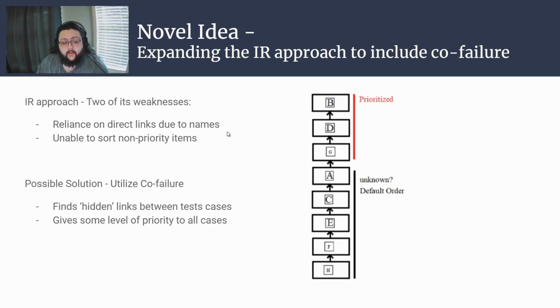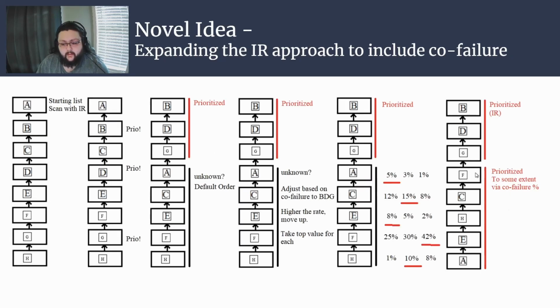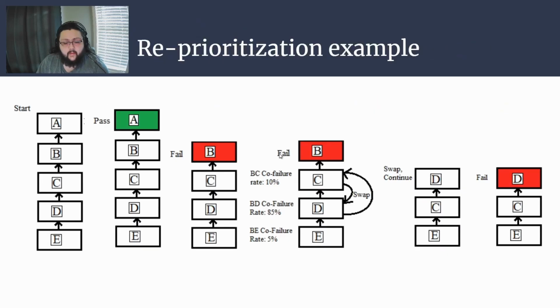Because we're using the co-failure rate, we can sometimes find hidden links, which would reduce the reliance on direct links, and then the non-priority items have some level of priority to them depending on the co-failure rates. So for this method, we believe just using this once would be sufficient to at least have some priority for the entire list of tests, but you could also expand it so that you do the IR approach initially for just the first few tests, and then you could completely follow the reprioritization example, where after every failure, you check the co-failures and then swap around.